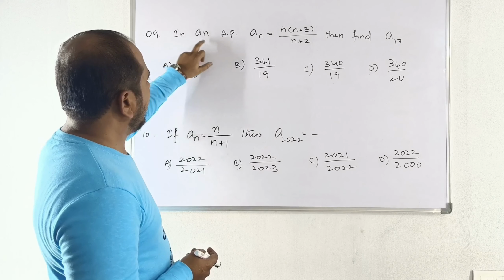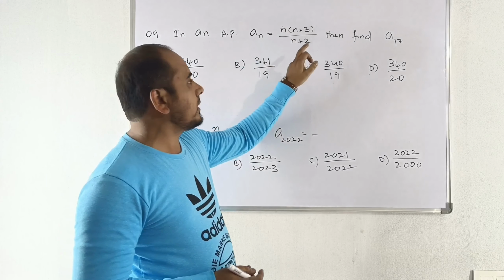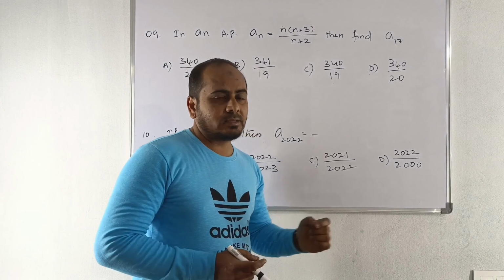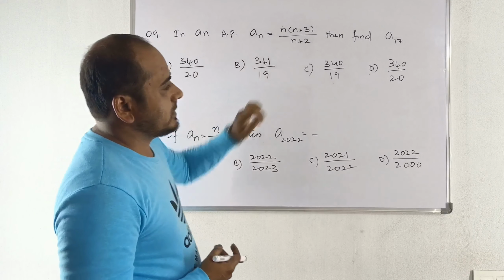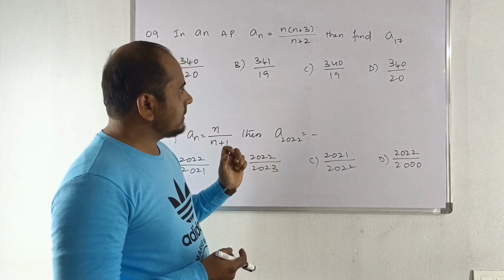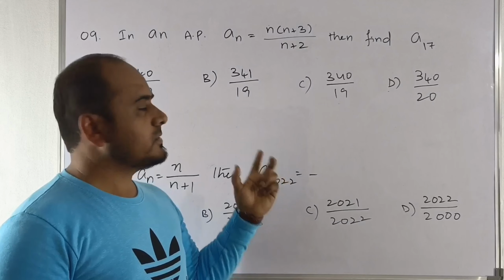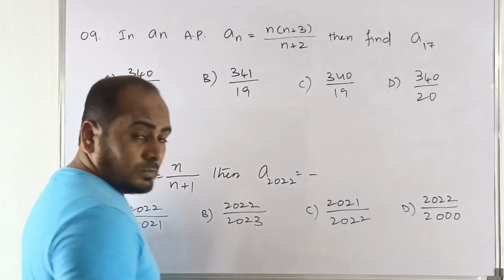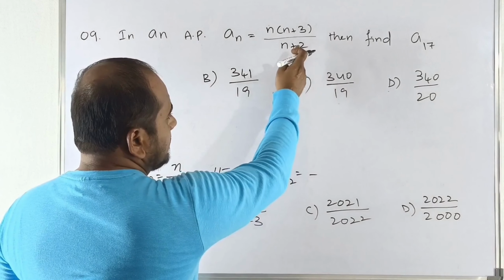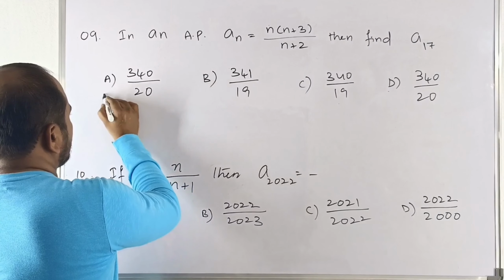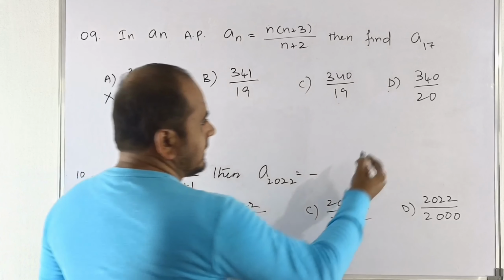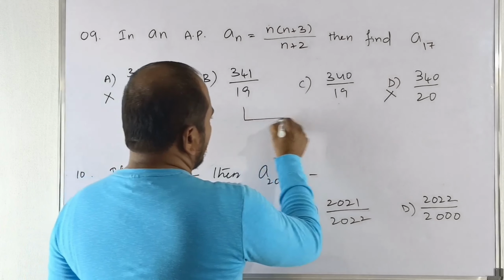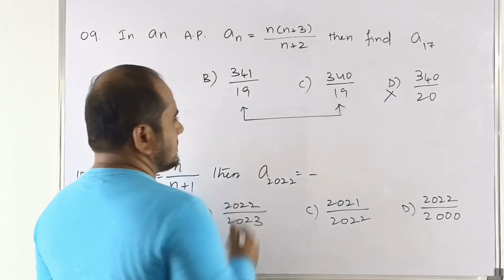What is the 9th question? In an AP, an is equal to n into n plus 3 divided by n plus 2. Then we need to find the 17th term, that means A17. Here options are given, my dear. Now, this problem can be done by estimation, meaning we need not calculate. Simply we can assume. Here 17 plus 2 is 19, so the denominator should be 19. Here we have 20, so this option is not possible. And here we have denominator 20, so this option is also not there. It means clearly from these two we may have any one as the right answer.